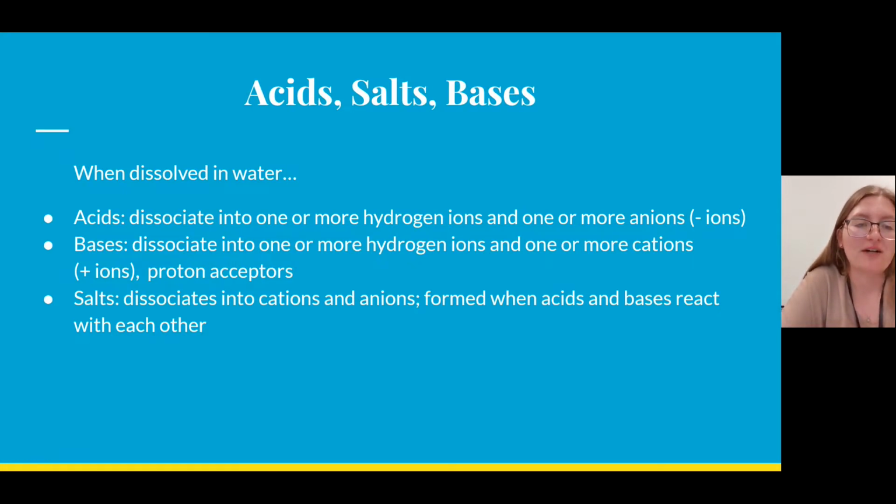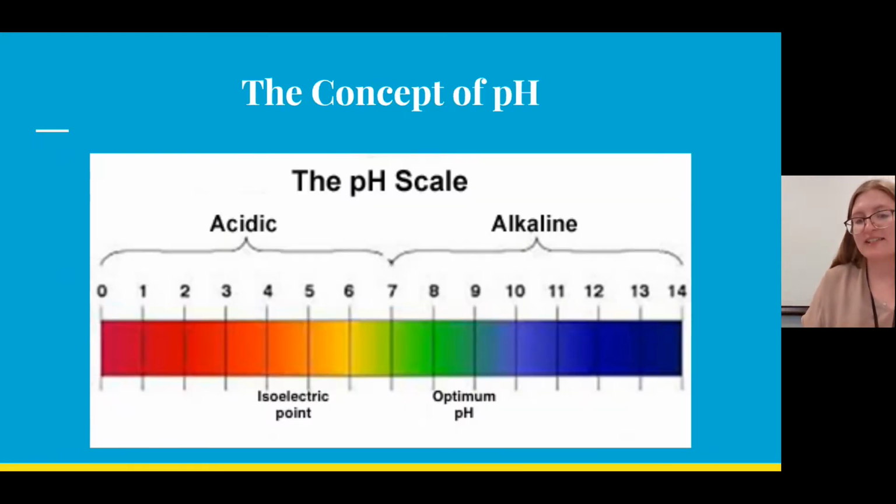Bases, when dissolved in water, will dissociate into one or more hydroxide ions and one or more cations, which are positively charged, and these are proton acceptors. Salts dissociate into cations and anions, and salts are formed when acids and bases react with each other. And when we talk about acids and bases, we need to understand the concept of a pH level.